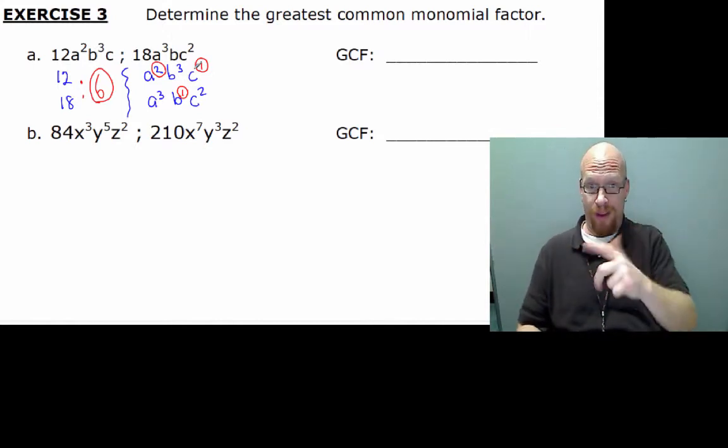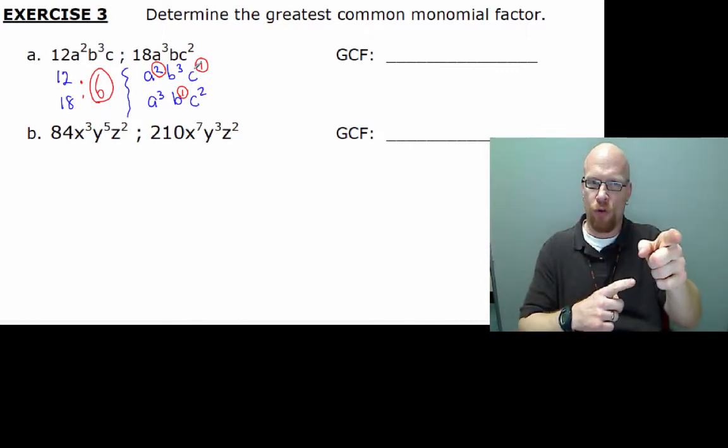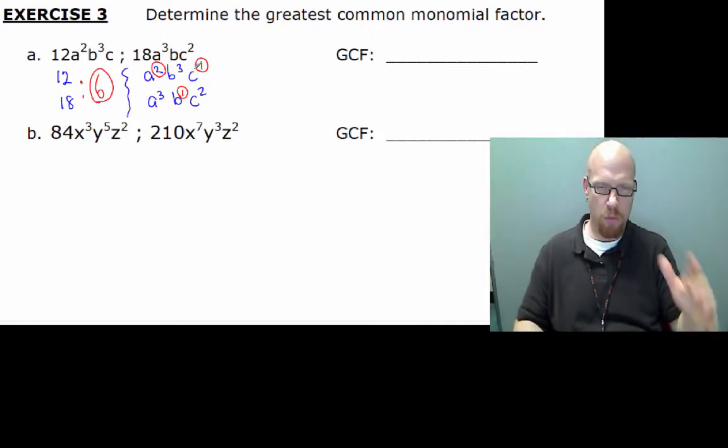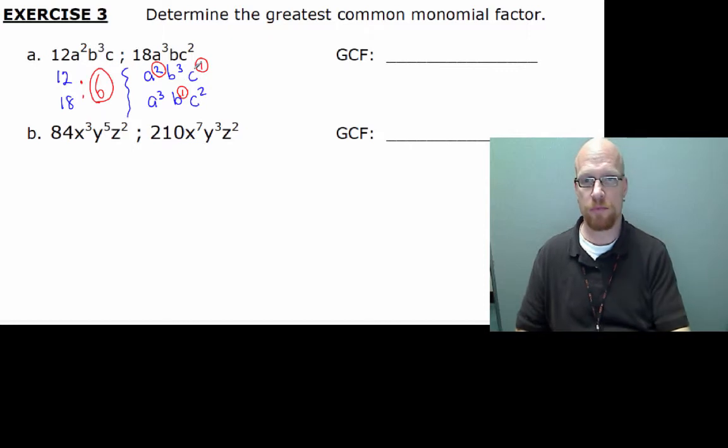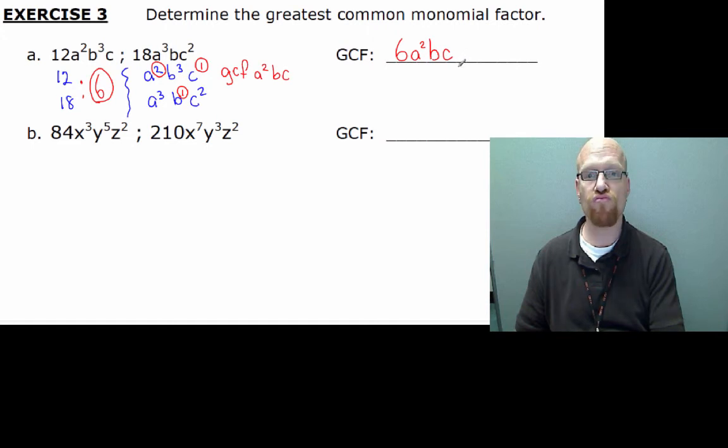Now we put our answer down. We'll put them all together: 6a squared, b to the first power, c to the first power. So here we have 6a squared bc. And that's our answer.